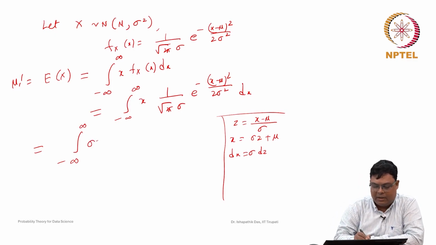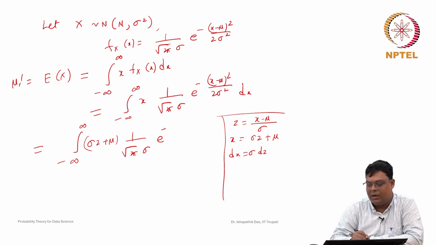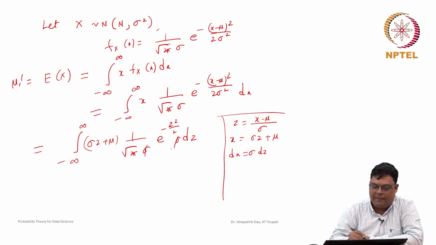Then what is x? x is nothing but sigma z plus mu, and 1 by root 2 pi sigma is a constant, and e to the power of minus ((x minus mu) by sigma) whole square by 2, where (x minus mu) by sigma is z, so it is minus z square by 2, then dz. So, this is sigma dz, and this sigma cancelled here. Now, what we found? We have to find these things.